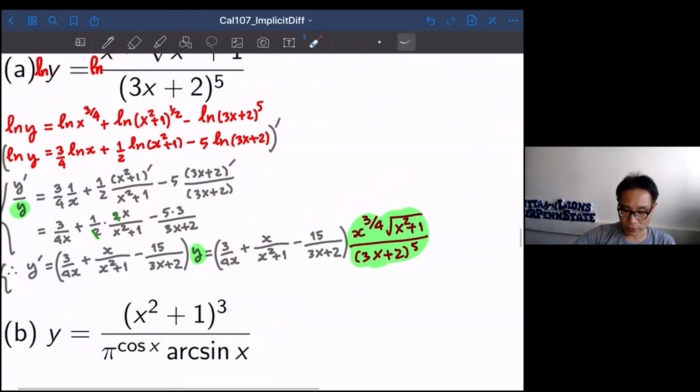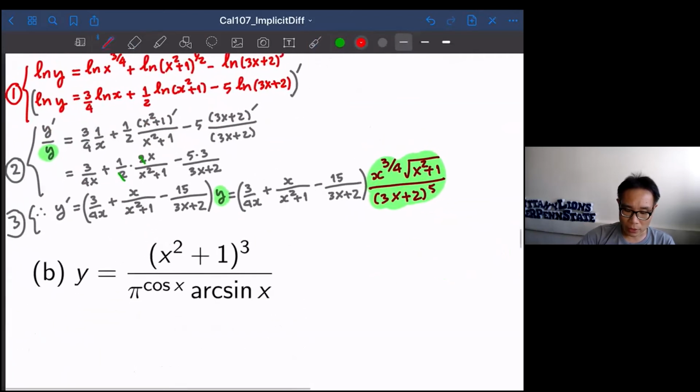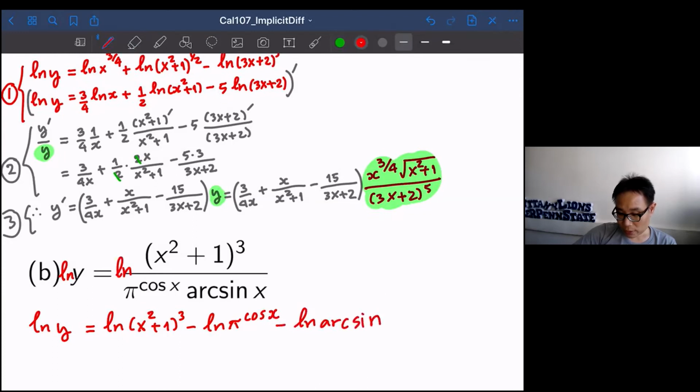Now, let me enlarge this one. Now for the second one, it will be the same trick. You're gonna take log both sides, like this, and you're gonna use the property of the log. So it's gonna be log y equal to log (x squared plus 1) cubed minus log pi to the cos x minus log arcsin x.